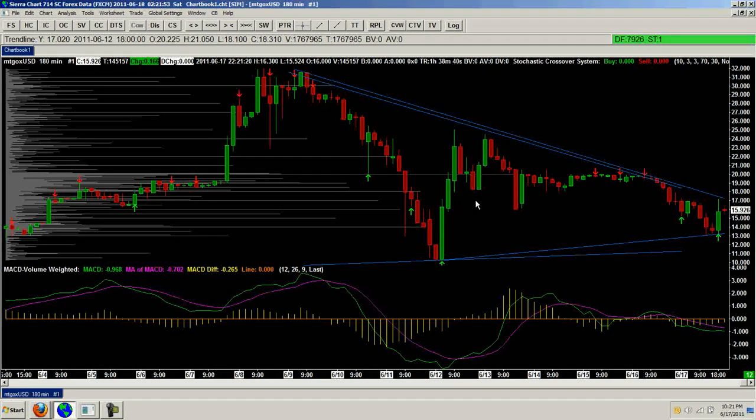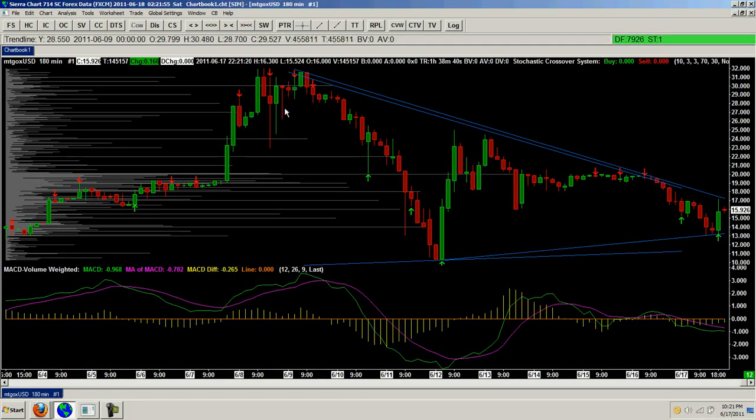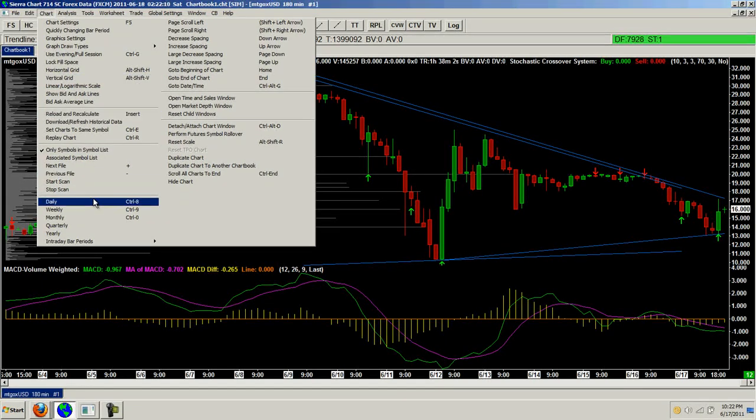So I wanted to move through the time frames on these indicators, to show the relative merit in the time frame. So let's jump out real quick to the daily.